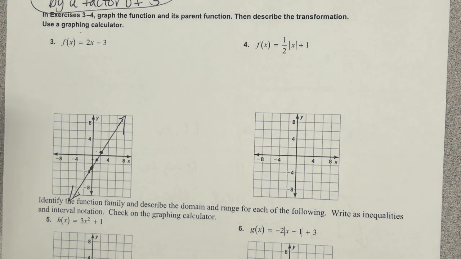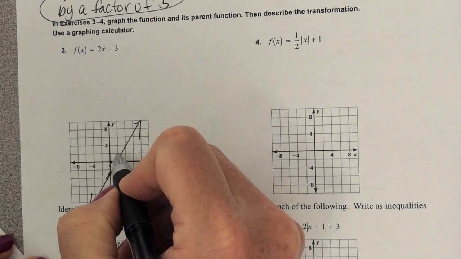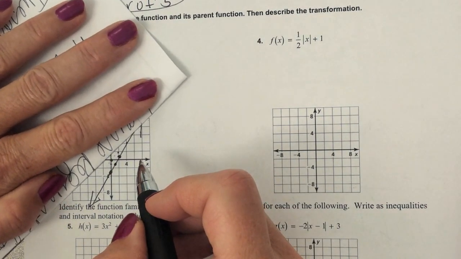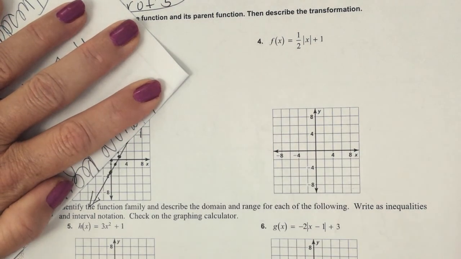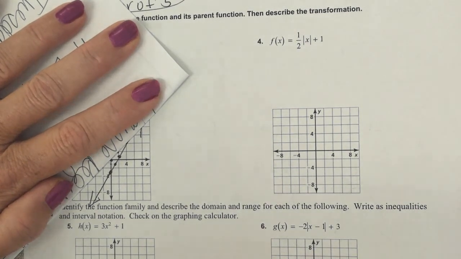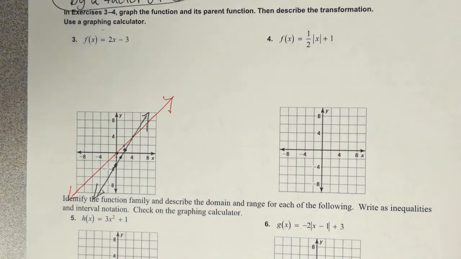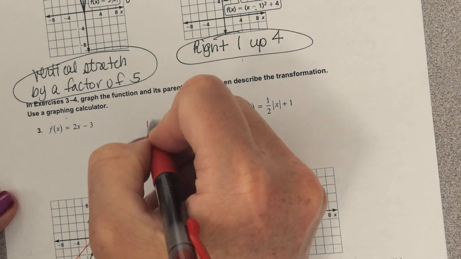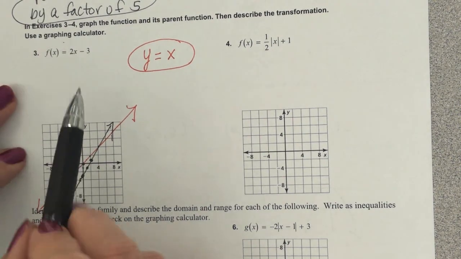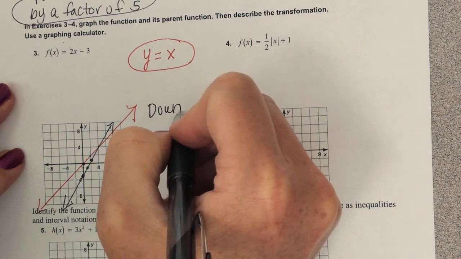And then I also want to graph the original function, which was y equals x. Now y equals x just means that I have the point 0, 0, 1, 1, just like that. So that's going to come up here right like this. I should use a different color, shouldn't I? Okay, there's the original one. So the parent function was y equals x, the most basic one. And let's see what happened. Well, I can see that this got shifted down 3. So that's one thing that happened, down 3.